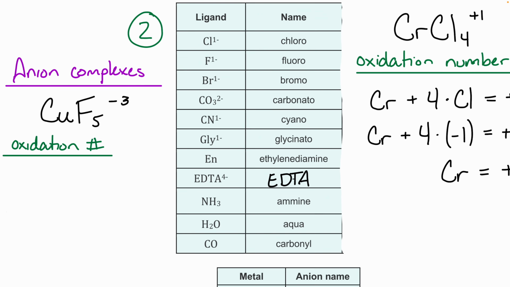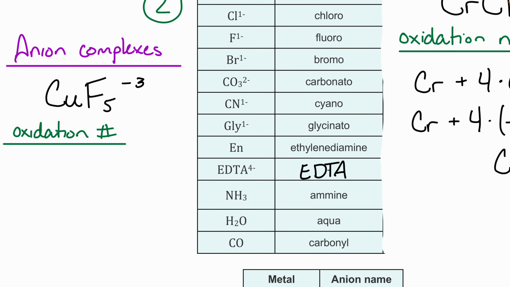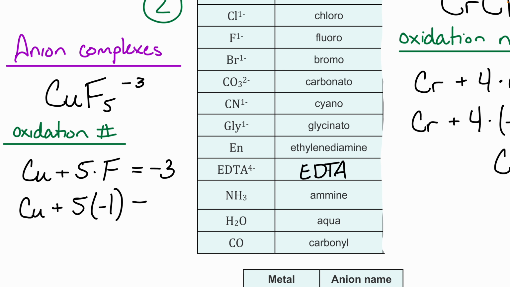All right, so my copper plus those 5 fluorines has to equal that net charge of -3. I don't know what copper is, but according to my ligand chart, each of those fluoroligands has a charge of -1. So -5 is going to leave me with -3? That copper must be +2.